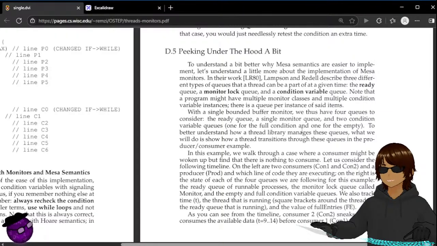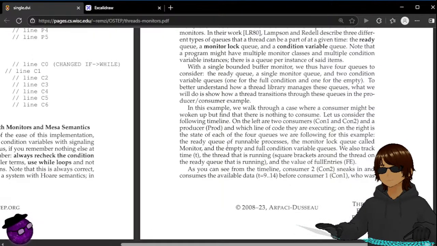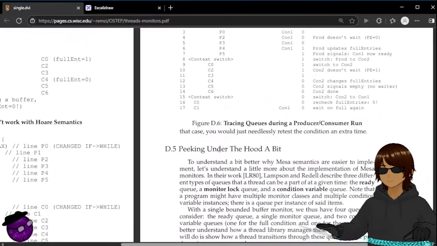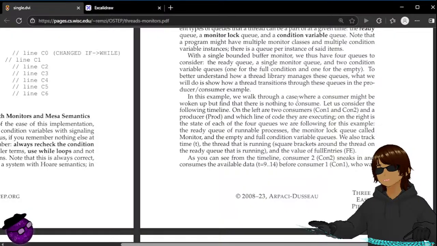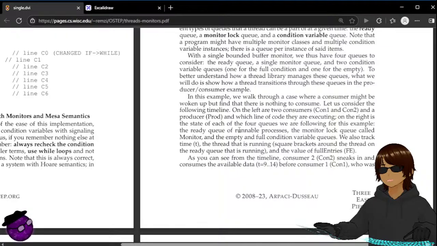To better understand how a thread library manages these queues, we will show how a thread transitions through these queues in a producer consumer example. In this example, we will walk through a case where a consumer might be woken up but find that there's nothing to consume. Let us consider the following timeline. On the left, there are 2 consumers, 1 and 2, and a producer, and which line of code they are executing. On the right is the state of each of the 4 queues we are following for this example: the ready queue of the runnable processes, the monitor lock queue called monitor, and the empty and full condition variable queues.